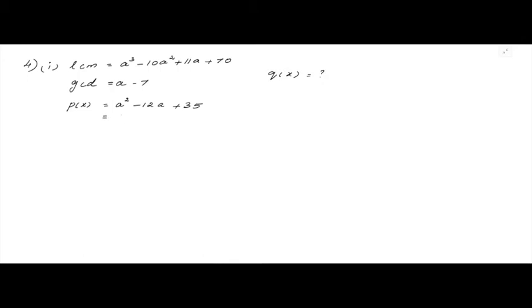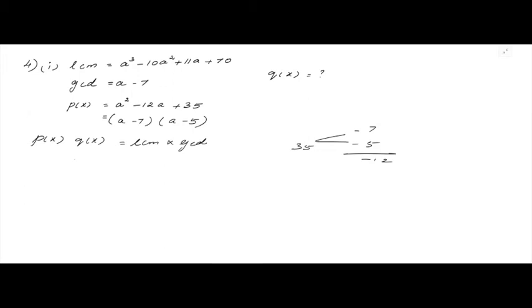So here, what do you get? The product is 35 and the sum is minus 12, so you will be getting a minus 7 into a minus 5. Got it? You have to find q of x: p of x into q of x is equal to LCM into GCD. So q of x is equal to LCM into GCD by p of x.